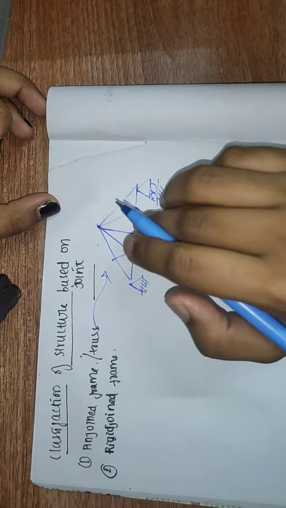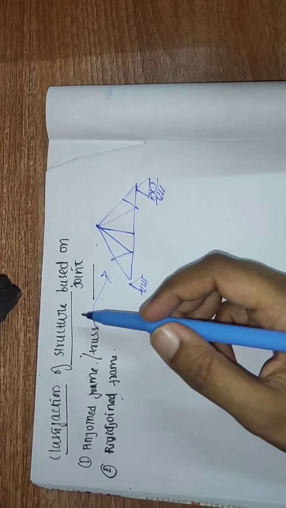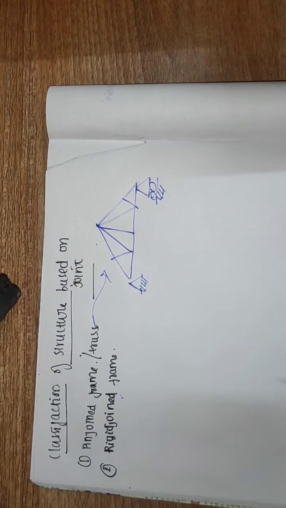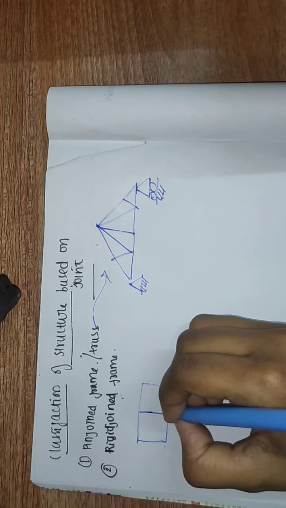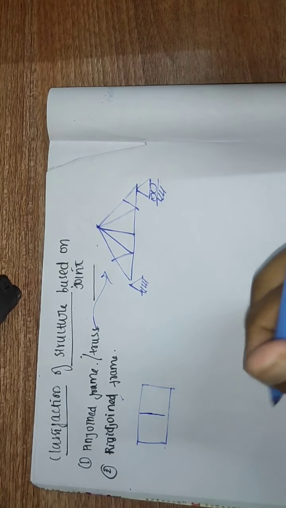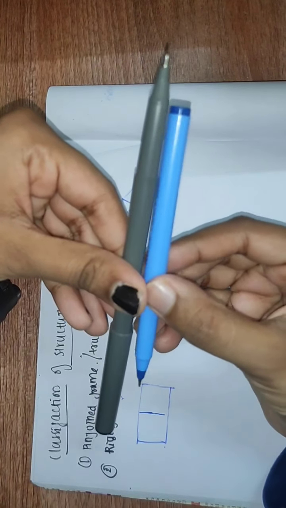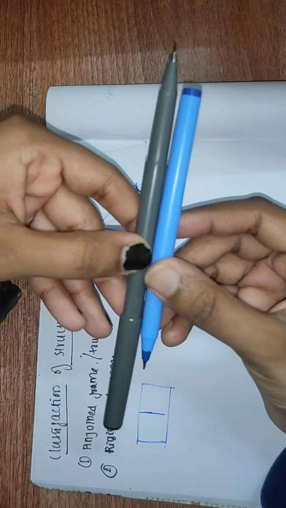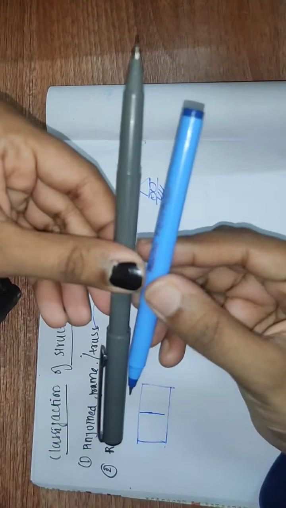Okay, next is the rigid joint frame. So what is the difference between these two? So consider a plate. You know what a plate is. When I want to join two plates, how will I join them? Either with bolting, or riveting, or welding. So we'll be joining these two plates through this process.